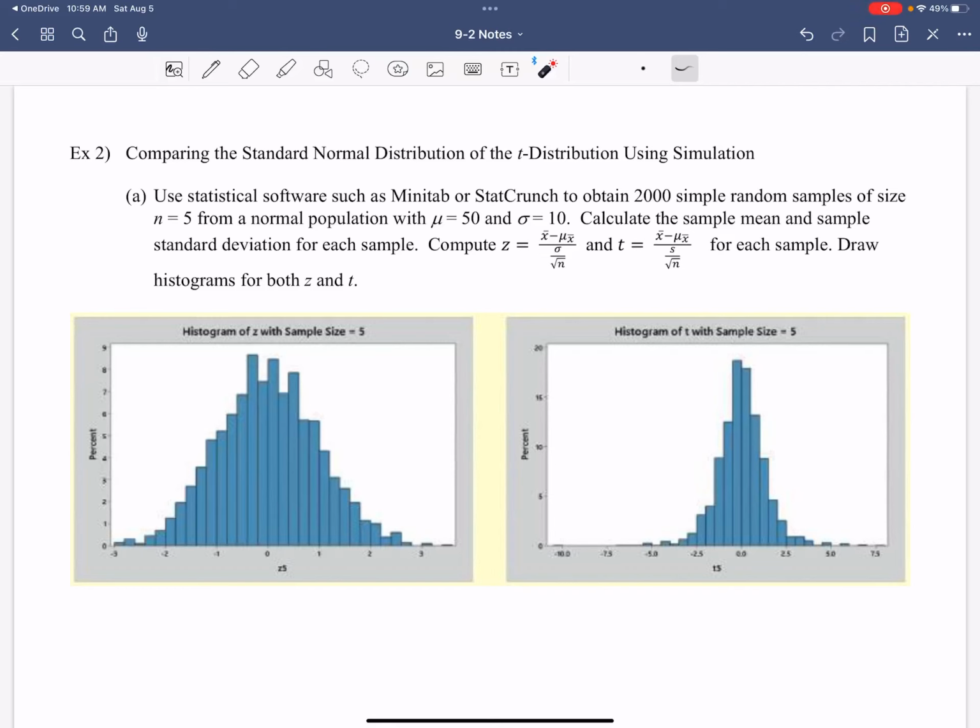Okay, let's make a little comparison to see if we can solidify this information. We want to compare the standard normal distribution, Z, with the T distribution. So we're looking at my Z and my T to see the difference between these two. We're using statistical software to come up with these histograms so we can make these comparisons.